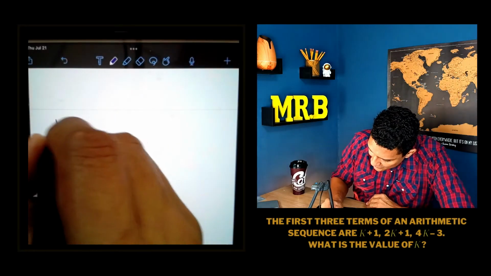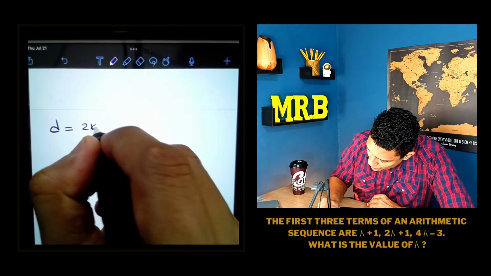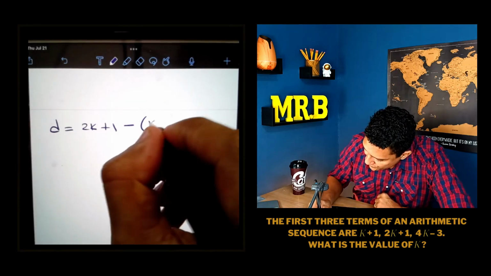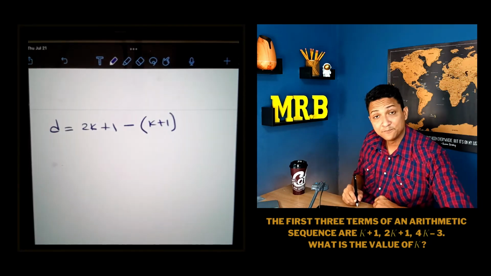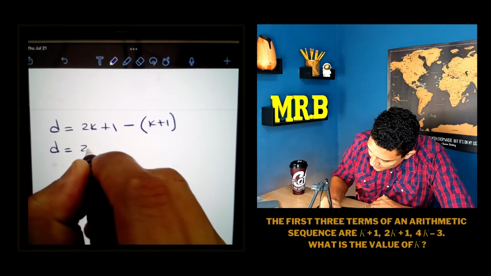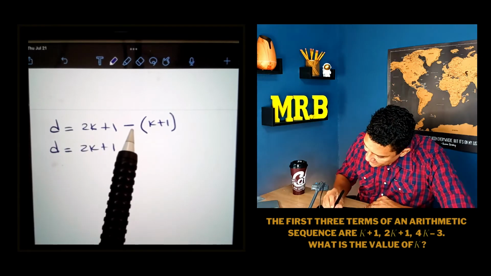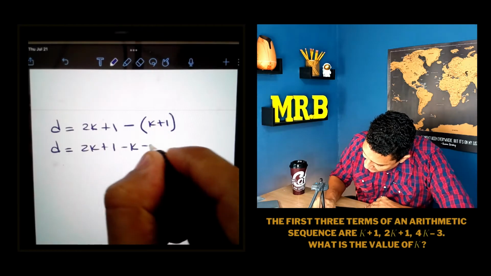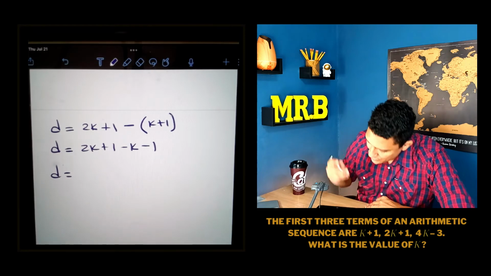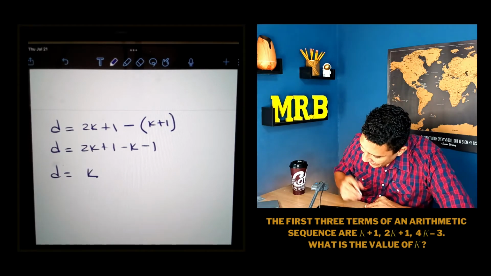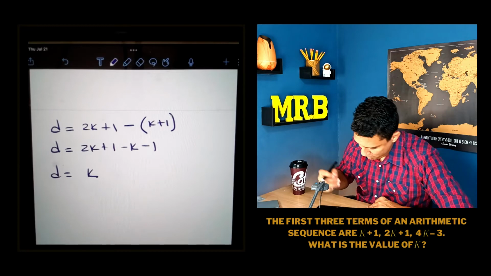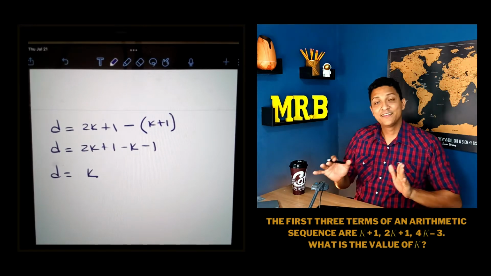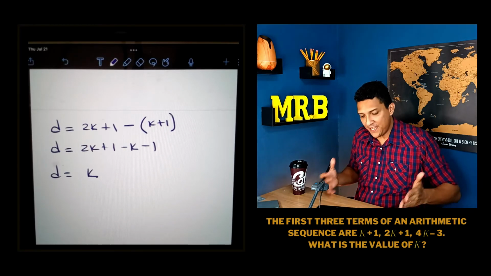First, I'm going to say that the difference is 2k plus 1 minus the first term, k plus 1. So, 2k plus 1. Remember that this negative is going to multiply each of the elements of the second parenthesis, so negative k minus 1. So 2k minus k is k, and positive 1 minus 1 is 0. So that means that the difference equals k. Okay, that is the first part. I cannot solve this yet.